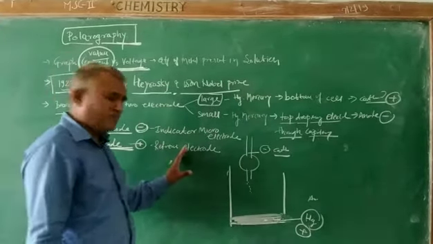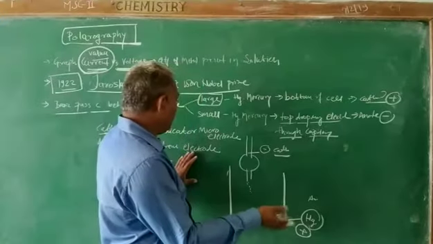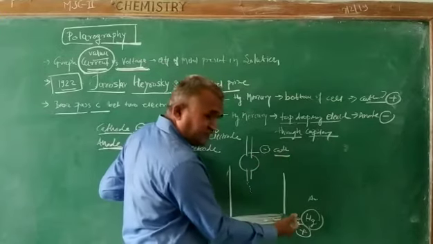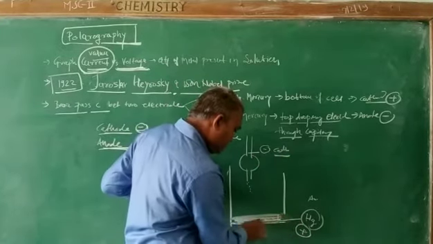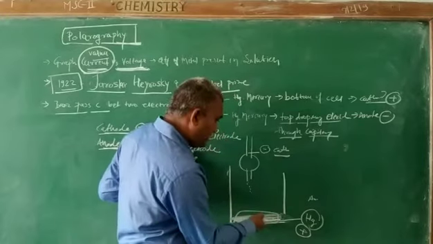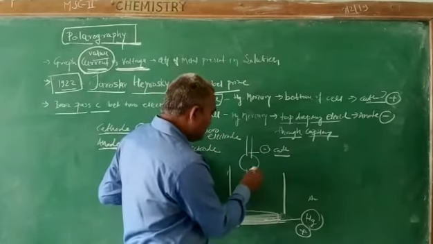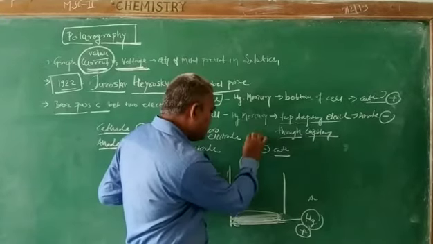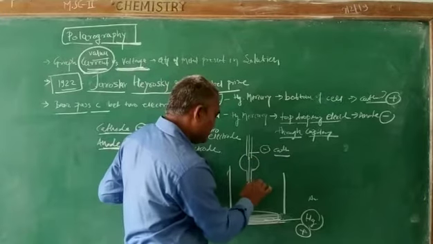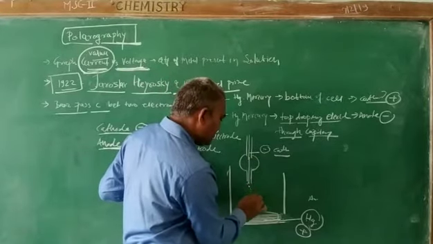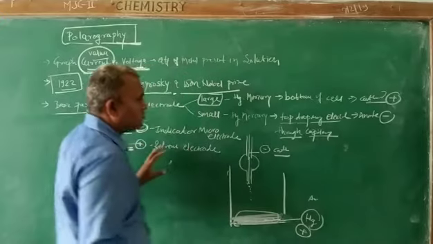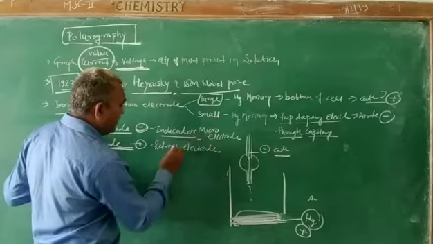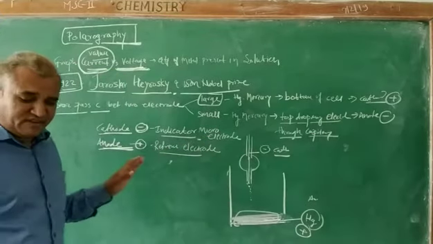So here we introduce two electrodes, anode and cathode. The anode has a large surface area and is present at the bottom of the cell, and the cathode is small, with Hg present in small capillaries in the form of droplets. The cathode acts as an indicator electrode and the anode acts as a reference electrode.